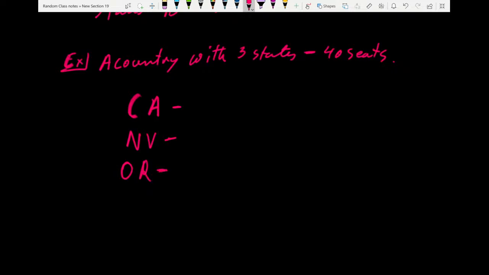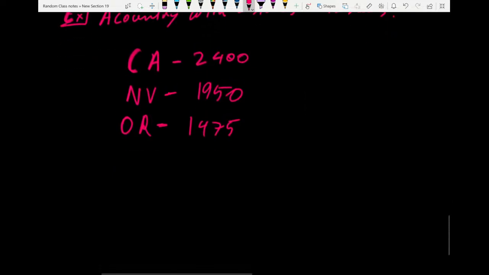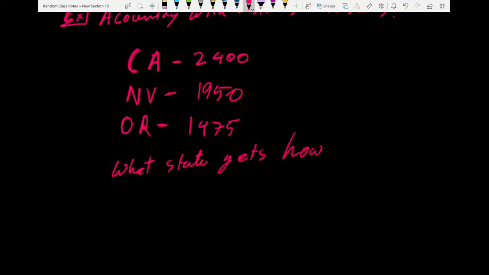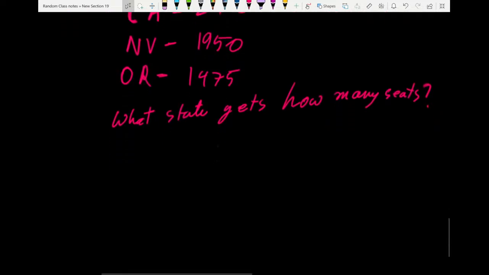Okay. So California has 2,400 population. Nevada has 1,950, and Oregon has 1,475. So we need to use the Hamilton method to figure out what state gets how many seats. All right, that's what we want to look at, given that 40.